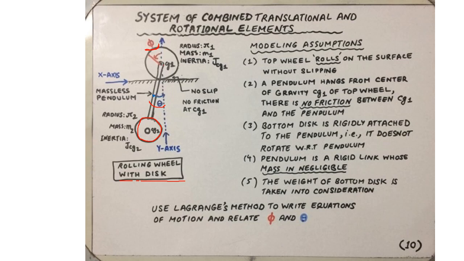So two angular displacements, phi and theta, must be related, and for that we need to find the equations of motion for this system. Again, we are going to rely upon Lagrange's method, but first we have to list the modeling assumptions as before.